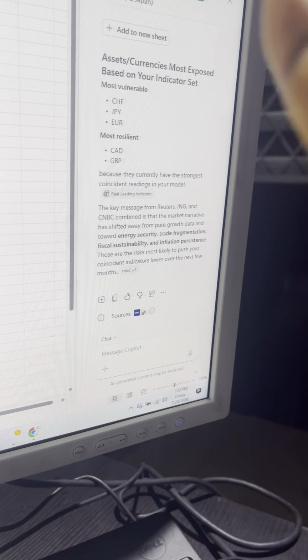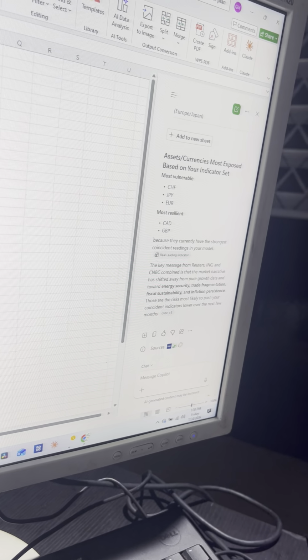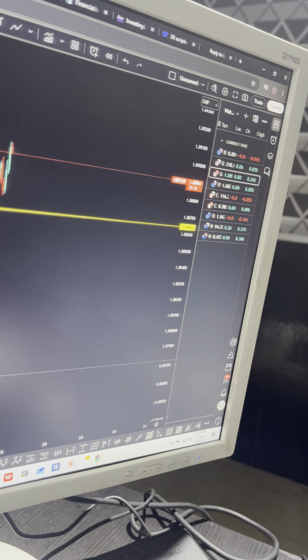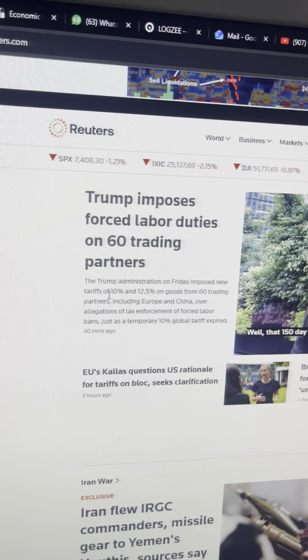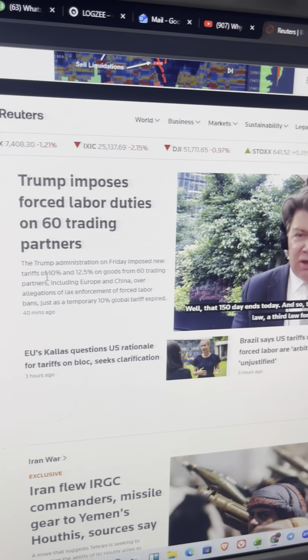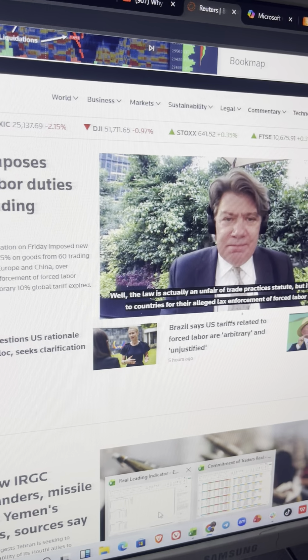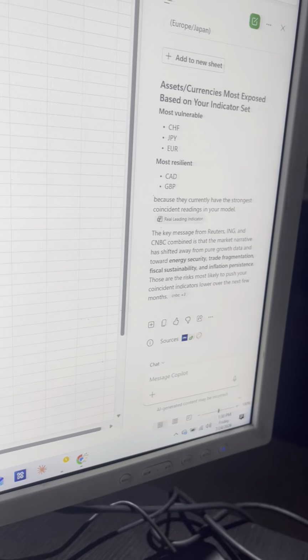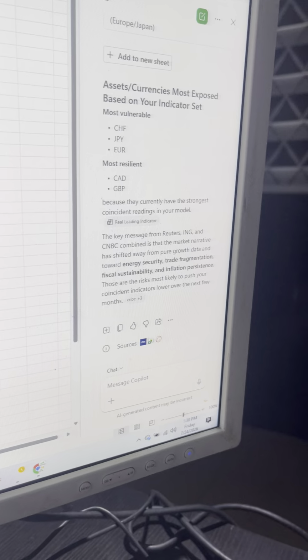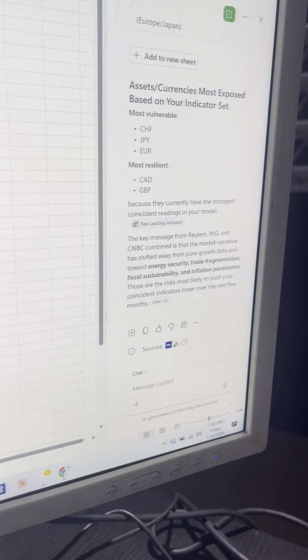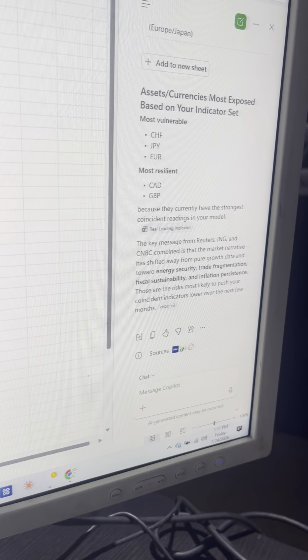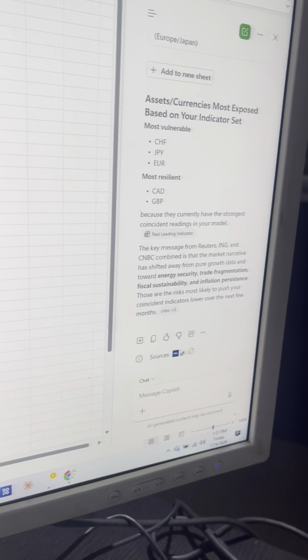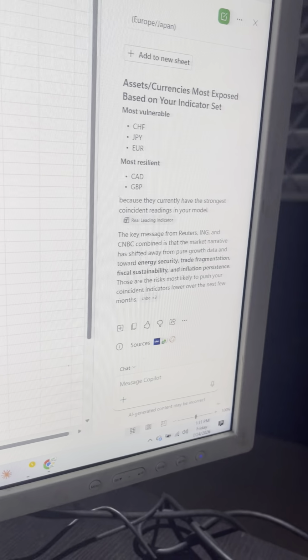And on trade fragmentation, we could see Trump making a comeback again with what is happening with his tariffs. You could see here on Reuters, Trump imposes forced labor duties on 60 trading partners. So you could see even trade is also affecting currencies, and for GBP, there's nothing much in terms of the tariff that has to do with GBP. It's not much affected in terms of the economic impact, from what I was reading earlier this morning, and inflation persistence. So you could see some of those things.